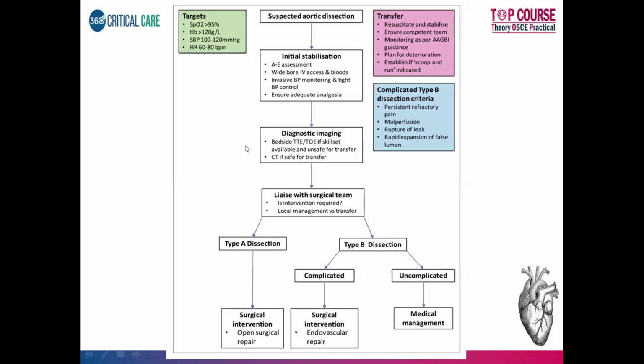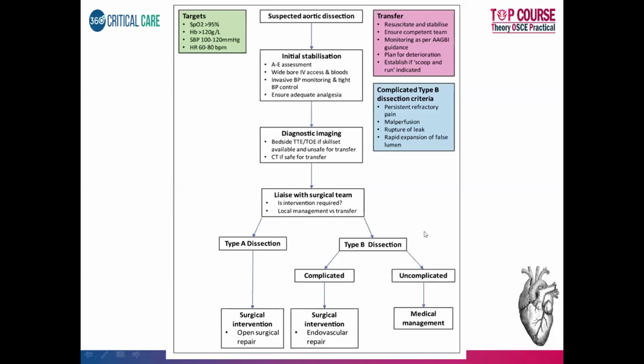So after doing the CT, you have diagnosed whether it is a type A dissection or a type B dissection. If it is a type A dissection, there is only one important management that you have to do, which is urgent surgical intervention. You have to do an open surgical repair. But if it is a type B dissection, you should then decide whether the patient has a complicated type B or an uncomplicated type B.